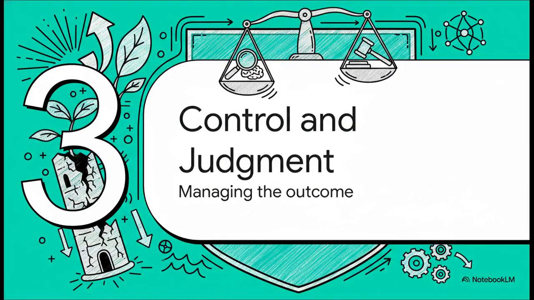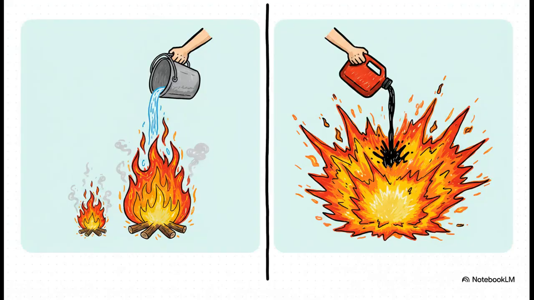And that brings us to Section 3, words of control and judgment, managing the outcome. Okay, so we've got our words for growth, and we have our words for risk and collapse. But how do we actually respond to these realities? First, we look at the action.